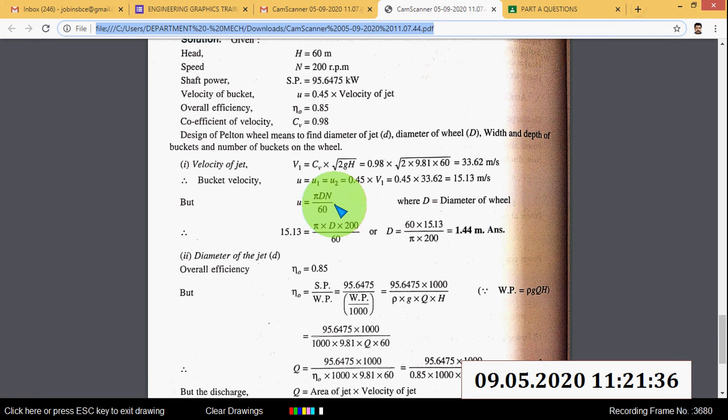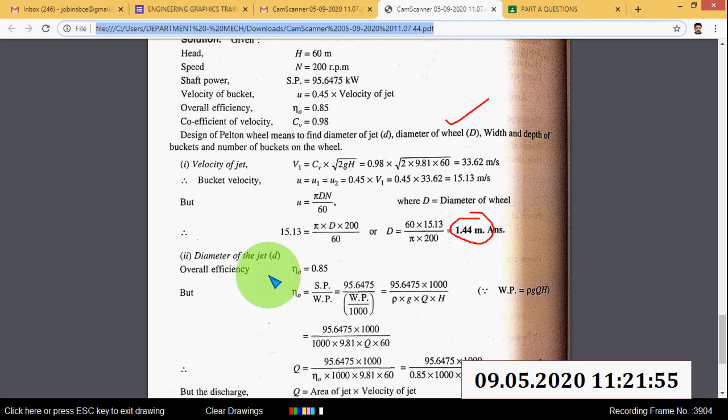Okay, so here u is equal to pi D N by 60, where D is the diameter of the wheel. Here you know the value of u is 15.13 and pi into D into N is 200, so you will get the value of D as 1.44. So the diameter of the wheel is 1.44 meter.